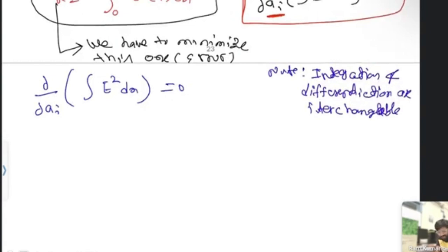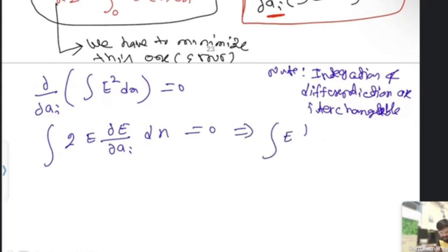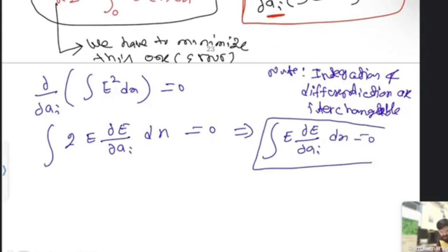This integration will come out. So it will become integration of 2 e del e by del ai dx equal to 0. Okay, this 2 will go to that side, so it will become integration e del e by del ai dx equal to 0. This is our final equation.